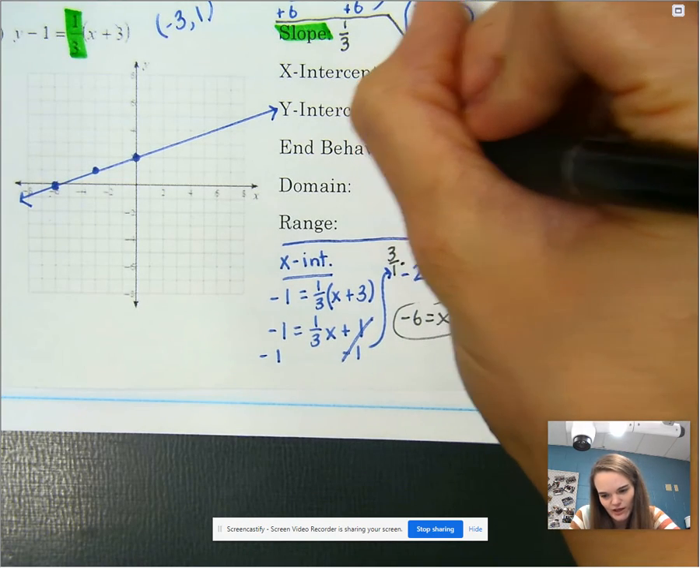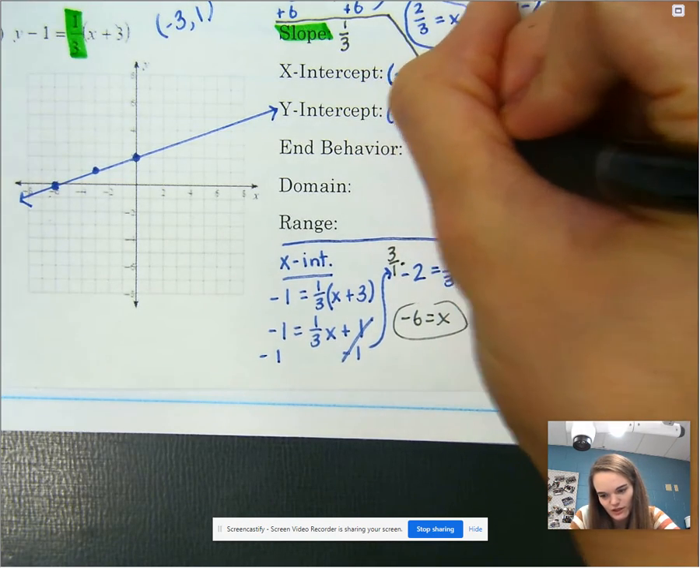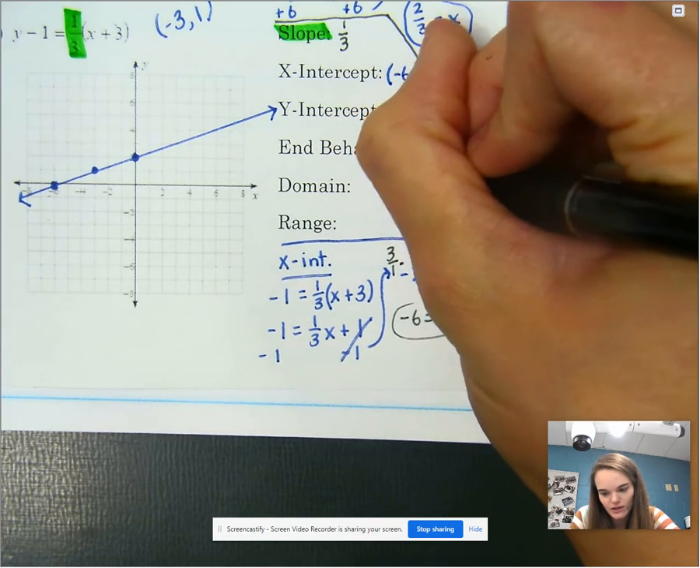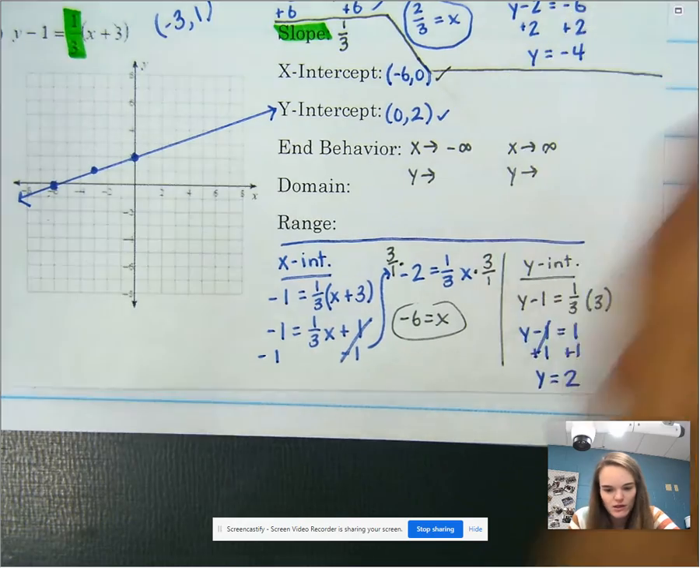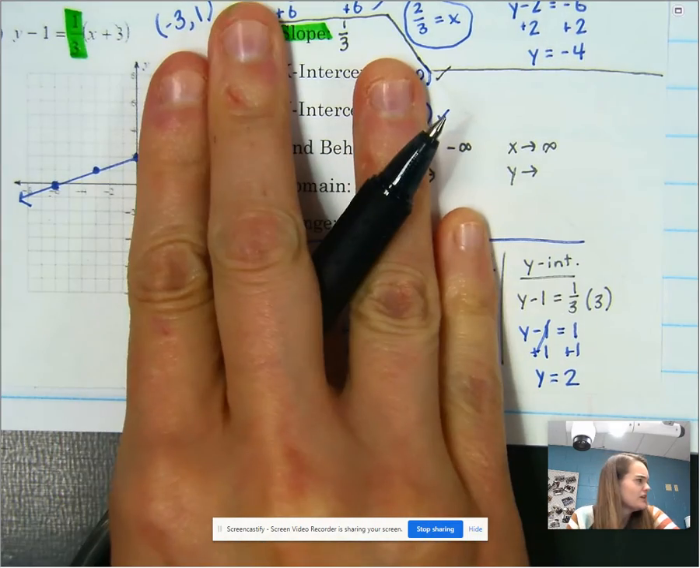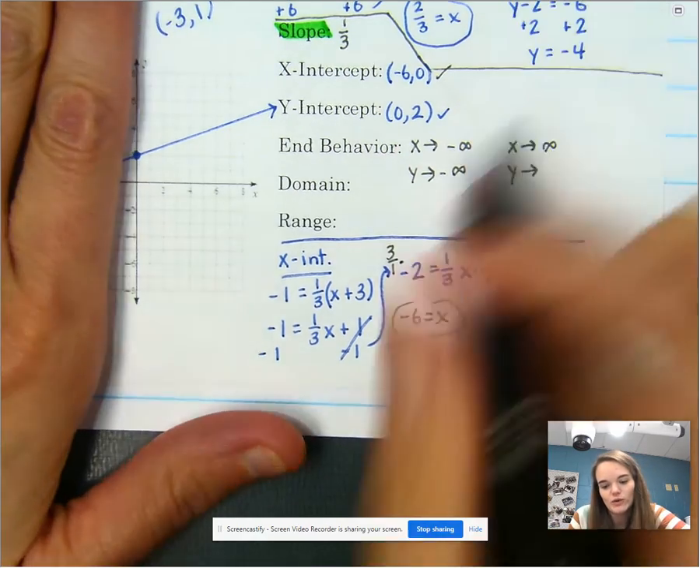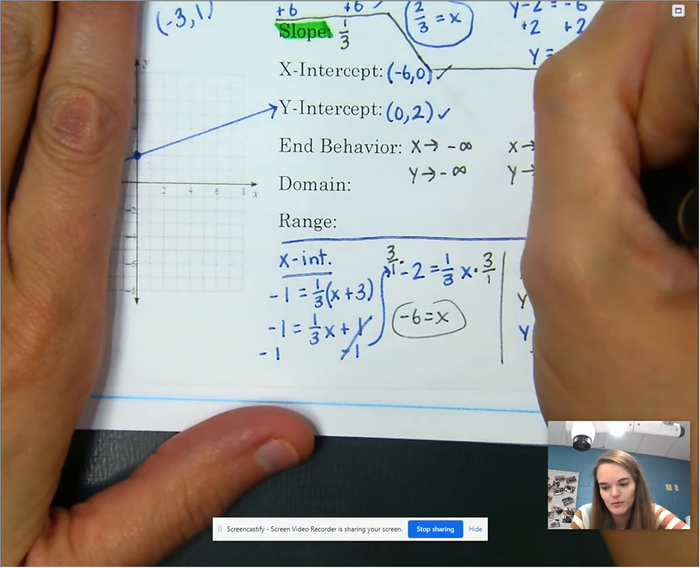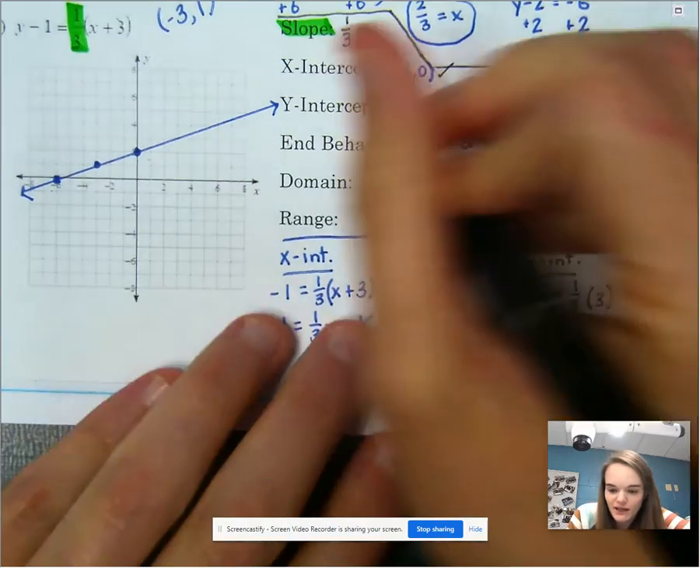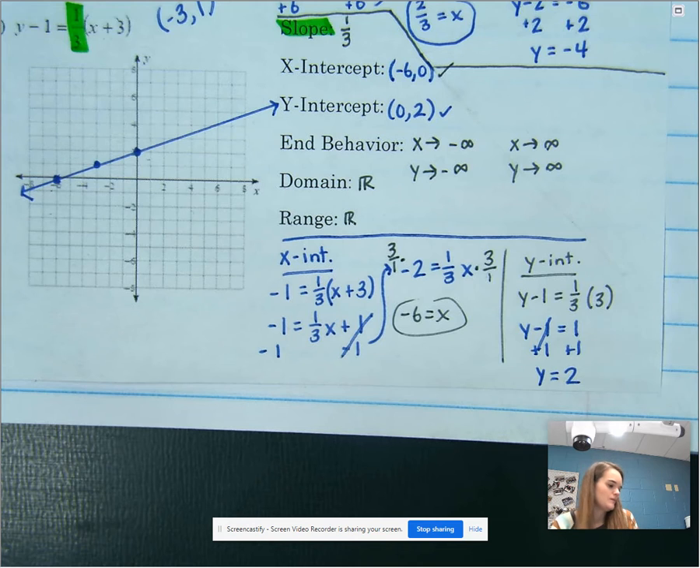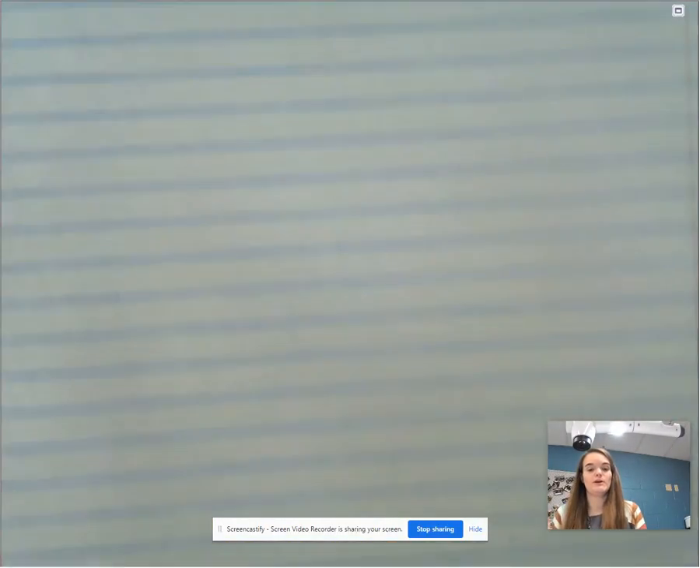All right, end behavior, as x approaches -infinity and as x approaches +infinity, what is the y doing? Y on the left side of this graph is going down. Y on the right side of this graph is going up. The domain and range are all real numbers. Like I said, I know it's kind of a lot at first, but that's okay. You're just going to keep getting better at it and doing well.